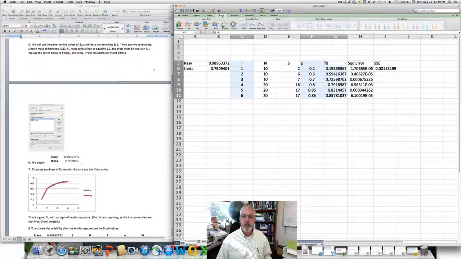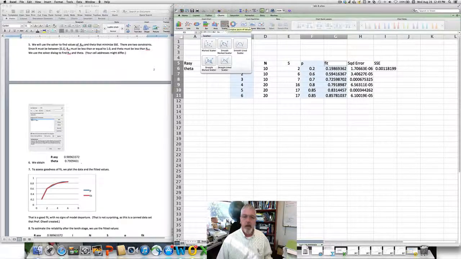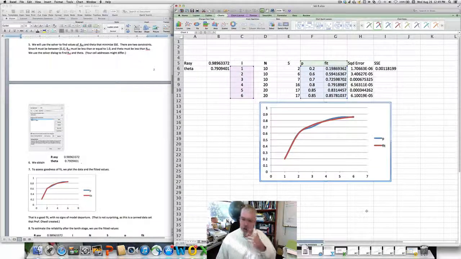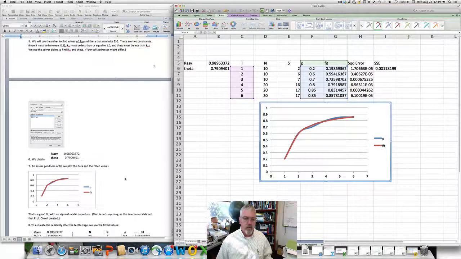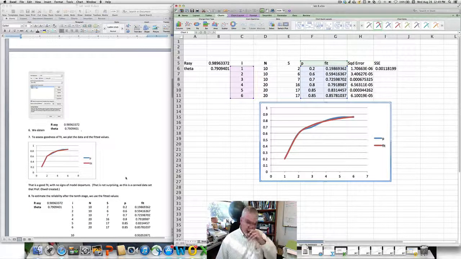I'm going to go to charts, I'm going to go to scatter plot, and I'm going to put in the smooth line scatter. And so here I can see that my fitted model, which is in red, agrees really, really well with my actual observed reliability numbers. And so everything seems pretty good. That's not really surprising because I made this data set up so things would fit well because it's a teaching data set. We will see later an example where things don't work as well.